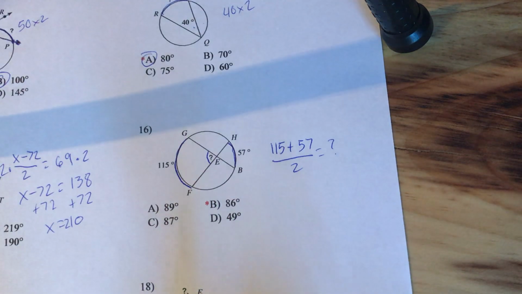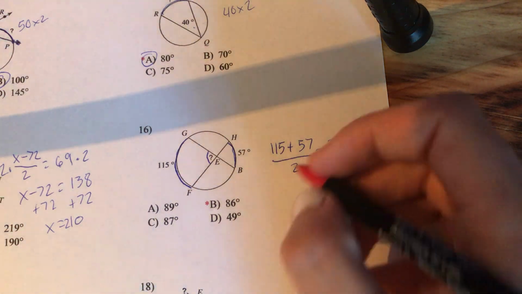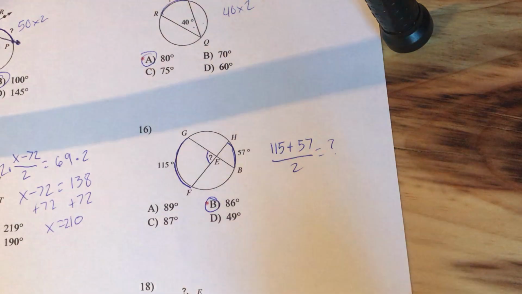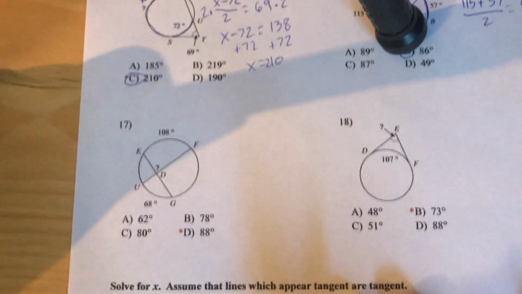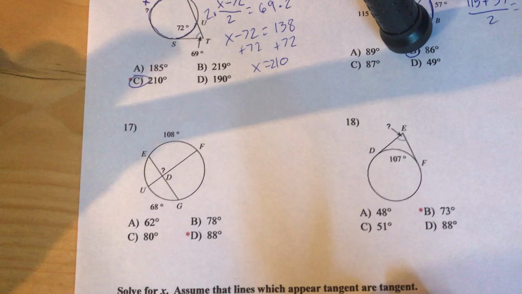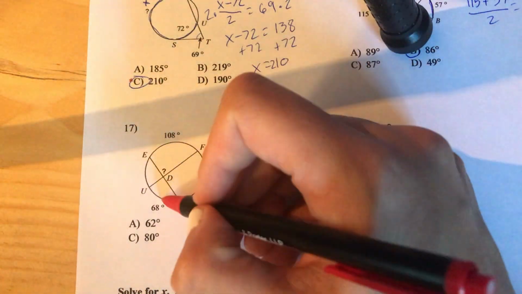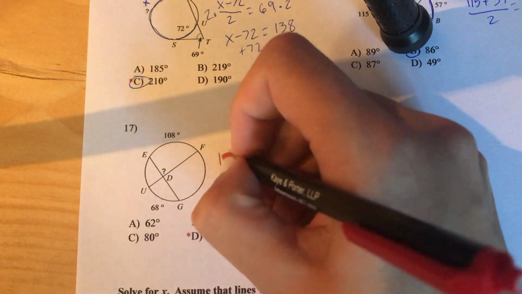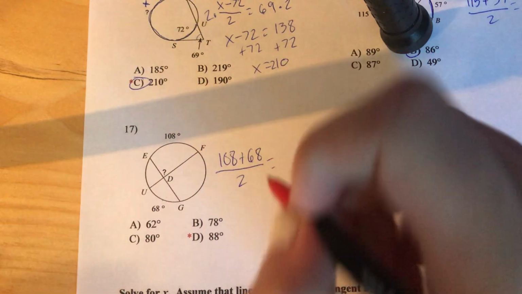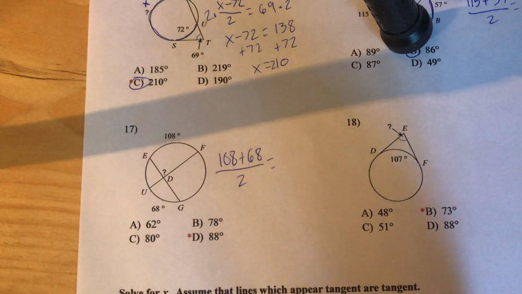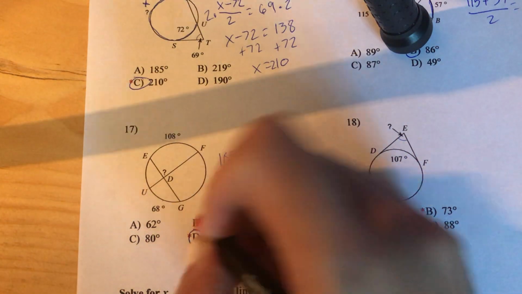All right, so I do that. 115 plus 57 divided by 2 is 86. Same thing for the next one. It's a chord and a chord, so I'm going to add my intercepted arcs and divide by 2. So 108 plus 68 divided by 2. What does that equal? That equals 88.